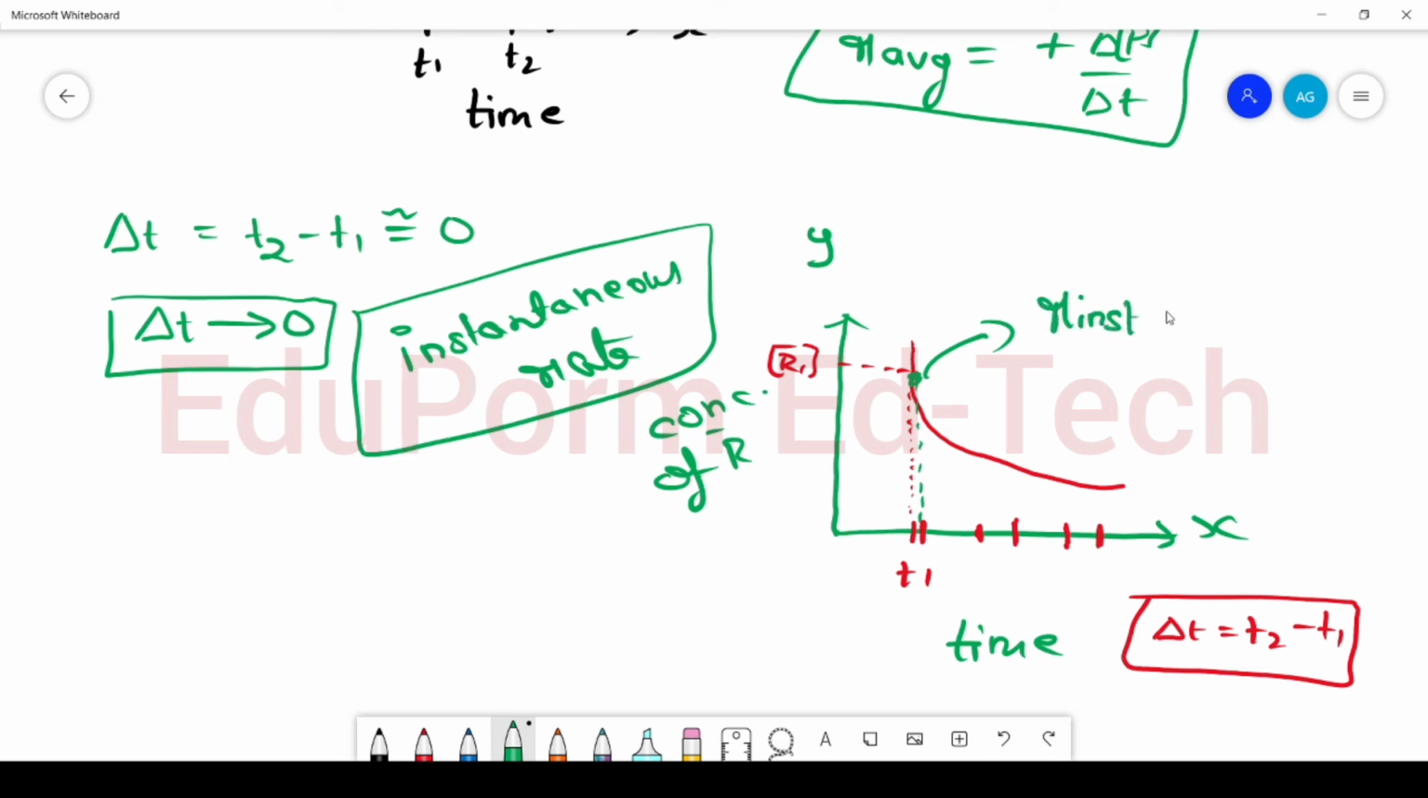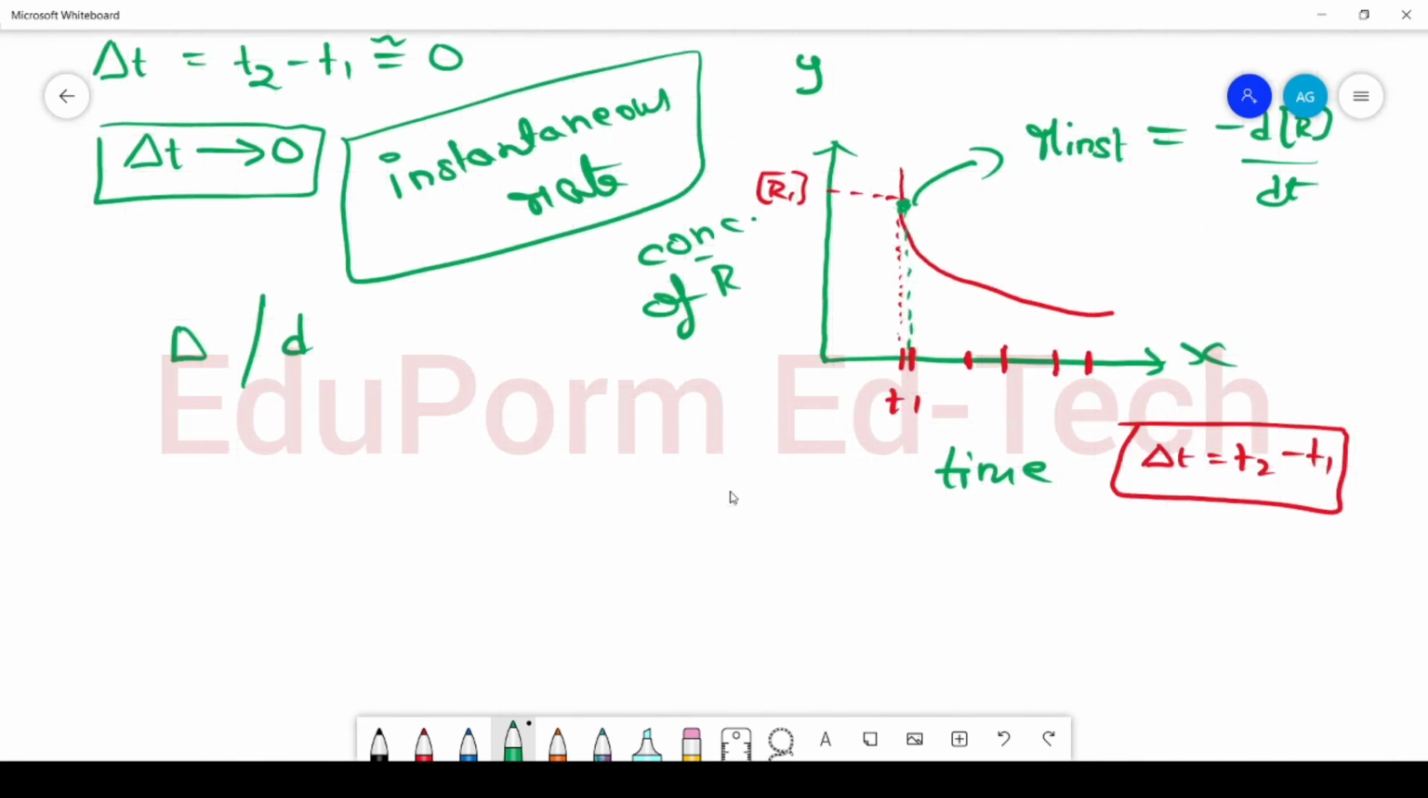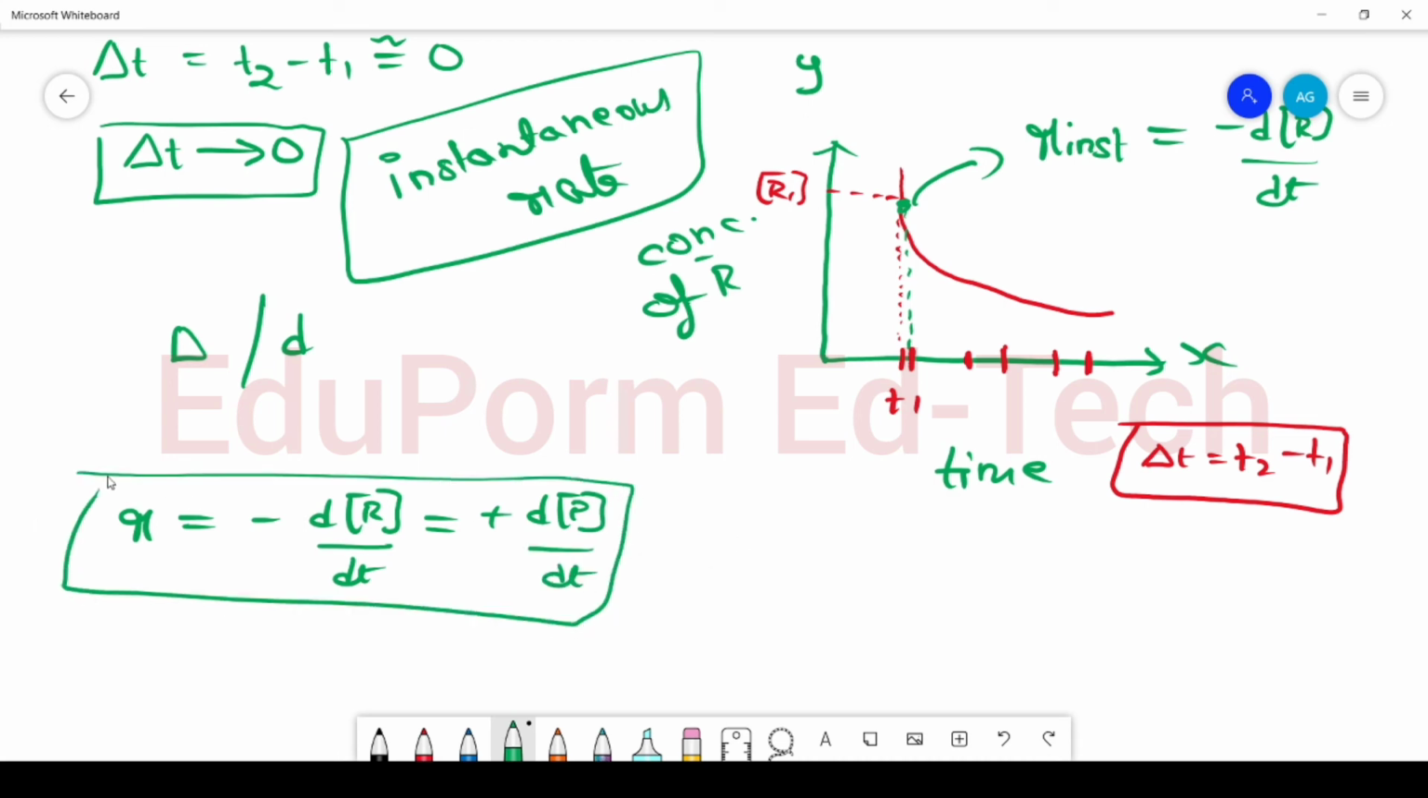It will be represented by R instantaneous, where R instantaneous will be equal to minus del R upon del T. So instead of delta I am using the symbol del. So the rate at a particular instant of time when the delta T tends to 0 is called the instantaneous rate, and instantaneous rate R is equal to minus dR by dt, that means decrease in concentration of reactant with respect to time, and plus dP by dt, that means increase in concentration of product with respect to time.